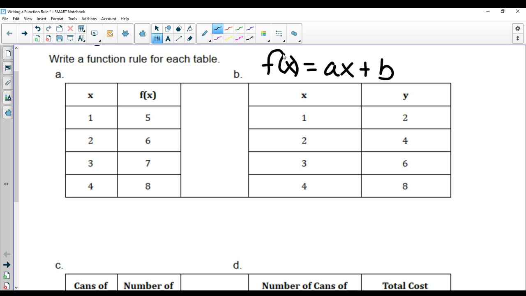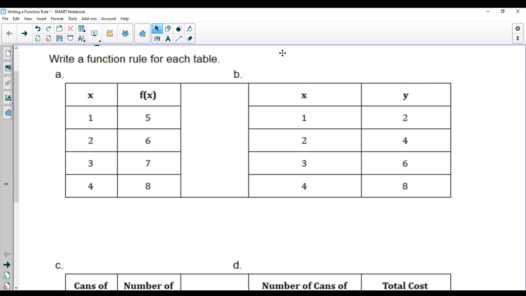Okay? So generally you're going to write it, they're all going to be straight lines, so we're going to have f of x equals ax plus b. We'll have to find a first, and then we'll manipulate it somehow to get the b. Okay? So just keep that in mind. We're doing f of x equals ax plus b. So here's the first thing we're going to do.